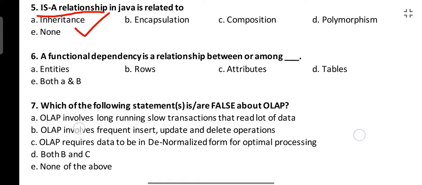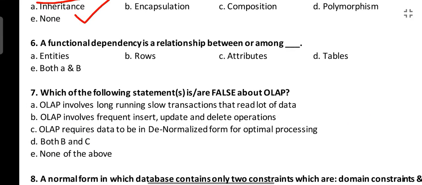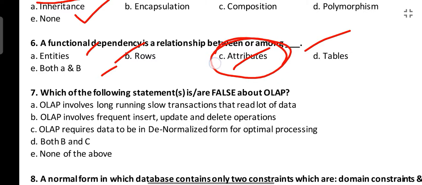Next question is: a functional dependency is a relationship among what? Among entities, rows, attributes, tables, or both A and B. So the correct answer is attributes. What is functional dependency? One attribute is dependent on another, or one attribute is driving the other attributes. That is what functional dependency is. So it is between attributes only.